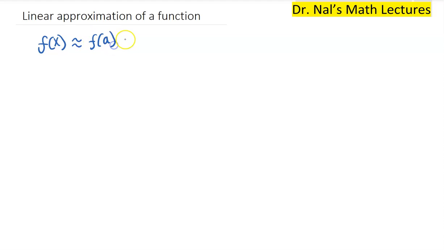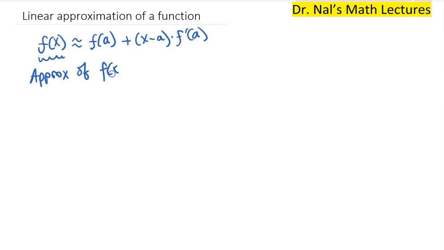f of a plus x minus a times f prime of a. I will first give you the linear approximation formula, and then we can discuss the meaning of this approximation. There you go. So this is an approximation of our function f of x near a point, near x equals a. So let's think about what that all means.